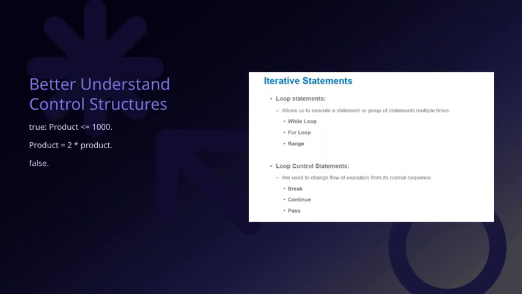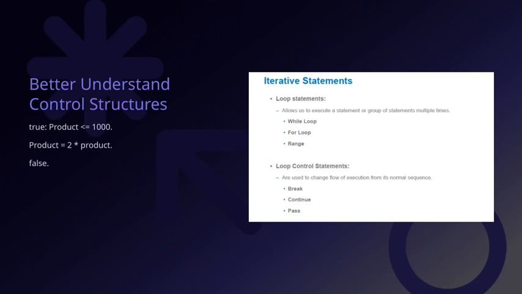Let's take a closer look at what this slide is telling us about control structures. So here we have a condition, true, which checks if the product is less than or equal to 1,000. If this condition is true, then the program sets the product to twice its current value. And if the condition is false, then the program would follow a different path, which isn't fully shown here but is implied. The key point to understand is how control structures like this allow us to make decisions in our code based on certain conditions.